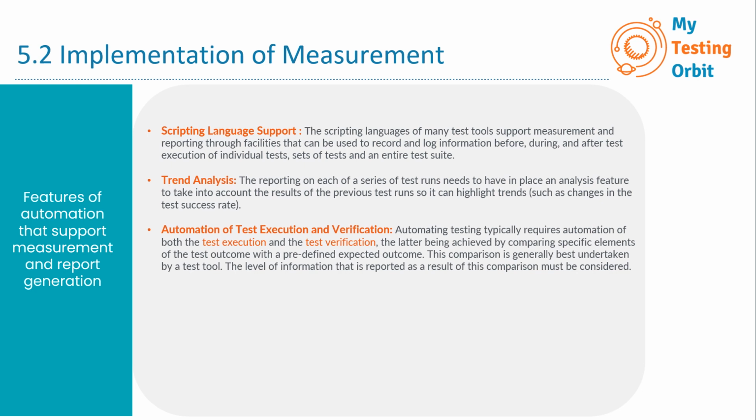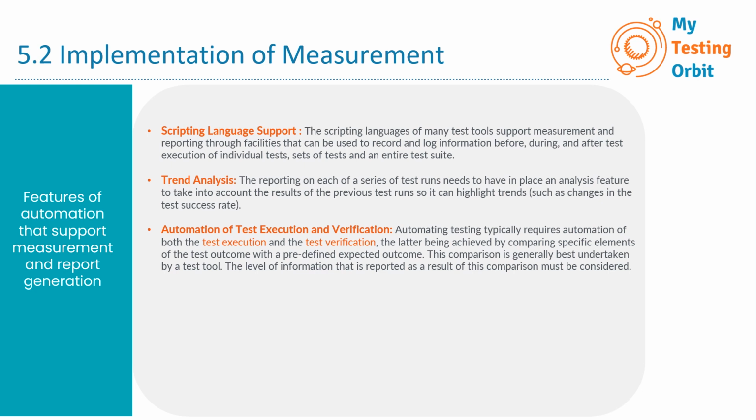Then we have automation of test execution and verification. Automating testing typically requires automation of both the test execution and the test verification, the latter being achieved by comparing specific elements of the test outcome with a predefined expected outcome. This comparison is generally best undertaken by a test tool. The level of information that is reported as a result of this comparison must be considered.